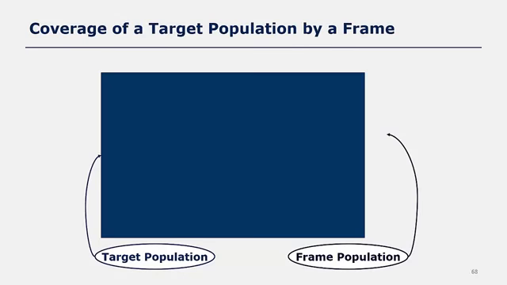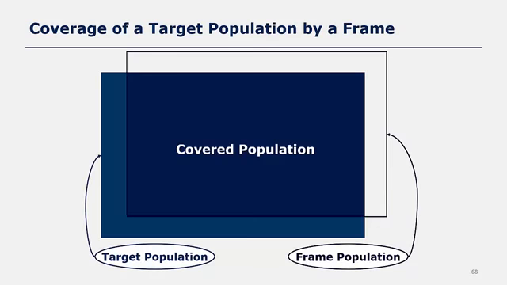Let's say this blue square is our target population. Ideally, you have the frame population be exactly the same size and everything is fine. No coverage error. But often, the frame sits slightly off and the covered population is really just a part of it. What can this be? Let's say we are interested in all people in the United States above age 18 in households.